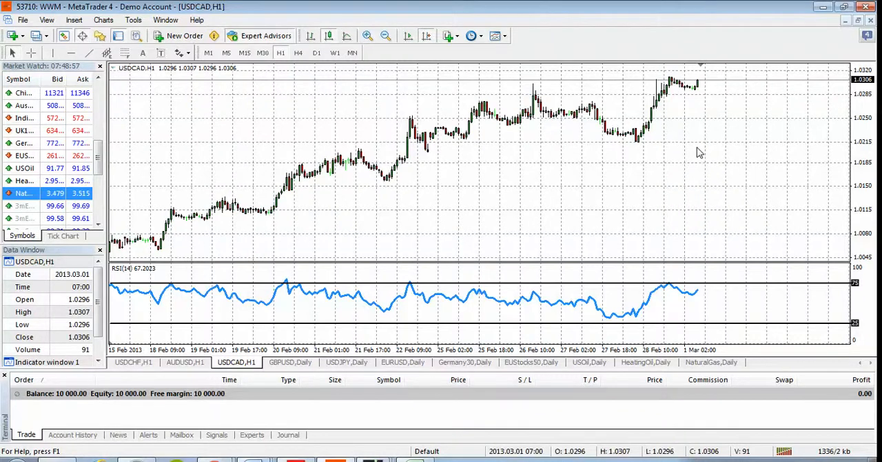If you want to take a look at some of the shorter time frames, it wouldn't be a bad idea either.